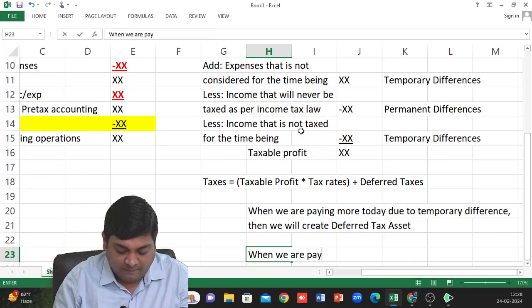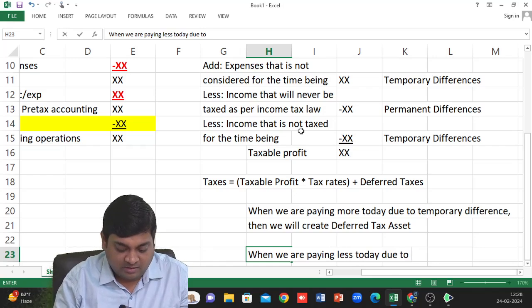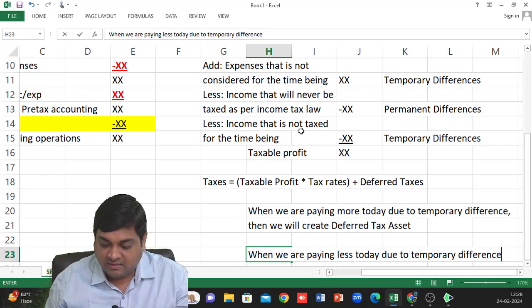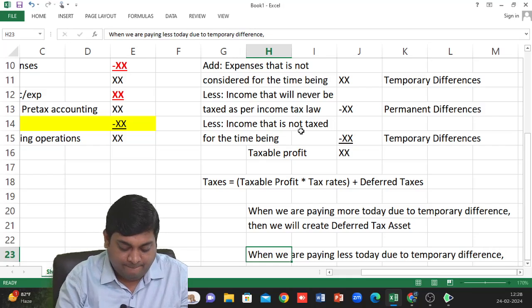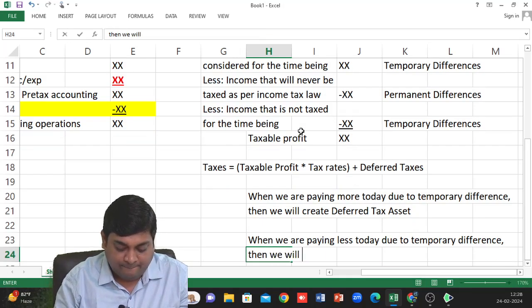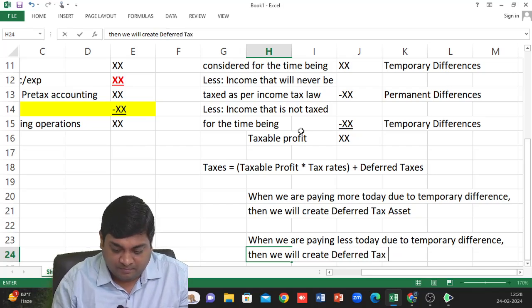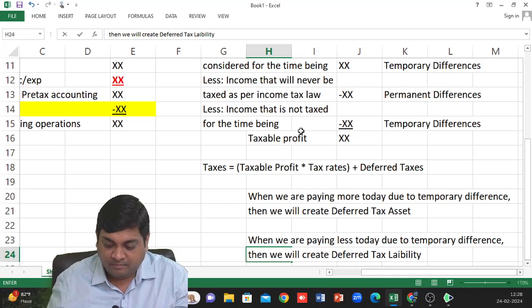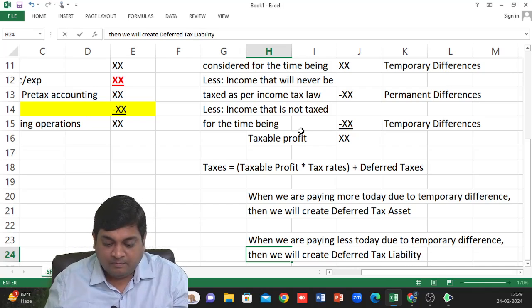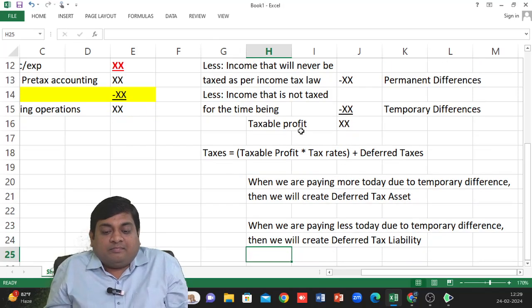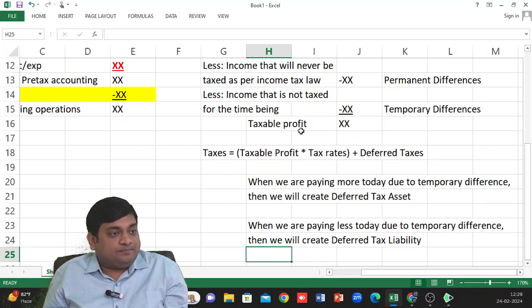When we are paying less today due to temporary difference, then we will create deferred tax liability. Right? Is it okay?